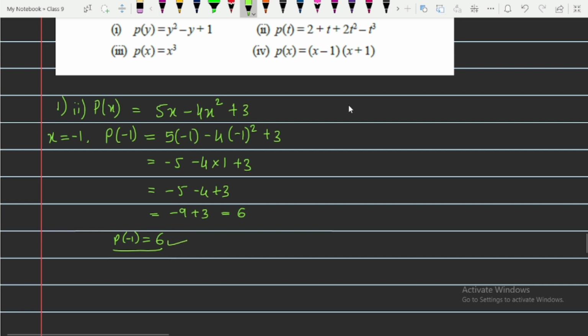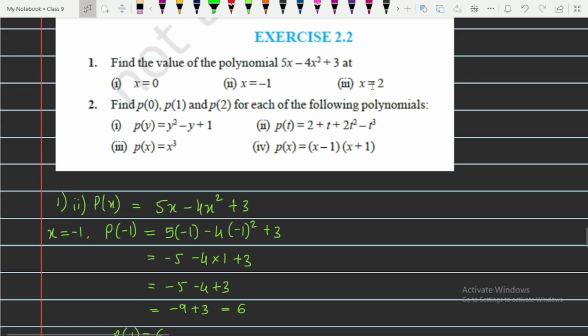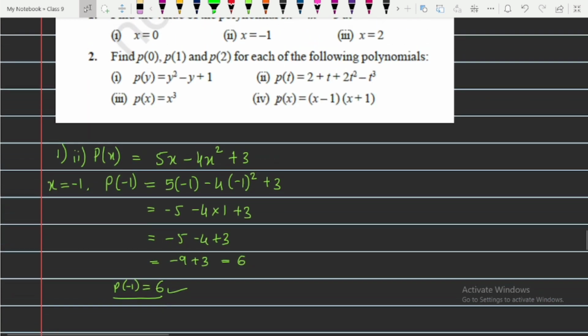If the answer comes as 0, then the value of the polynomial is 0, and minus 1 is said to be a zero of the polynomial. But here we are not getting 0, so it is just the value of the polynomial. Similarly, in question number 2 also they are asking you to find the value of the polynomial. We will do only one question here; the remaining you can practice or try.